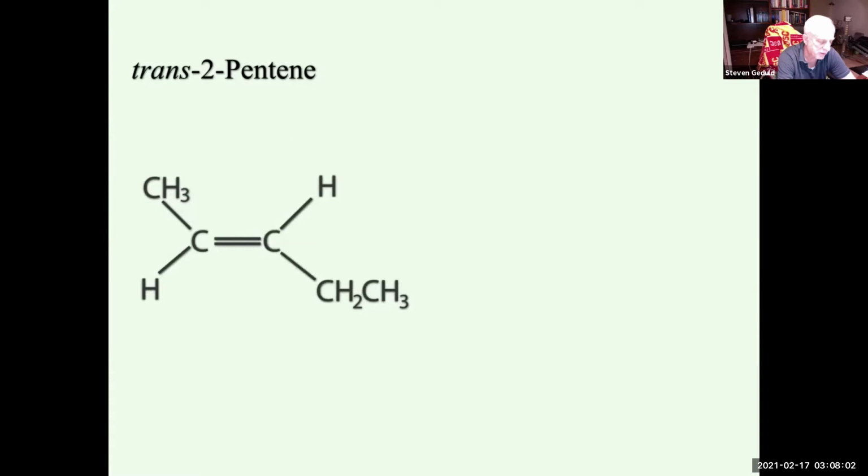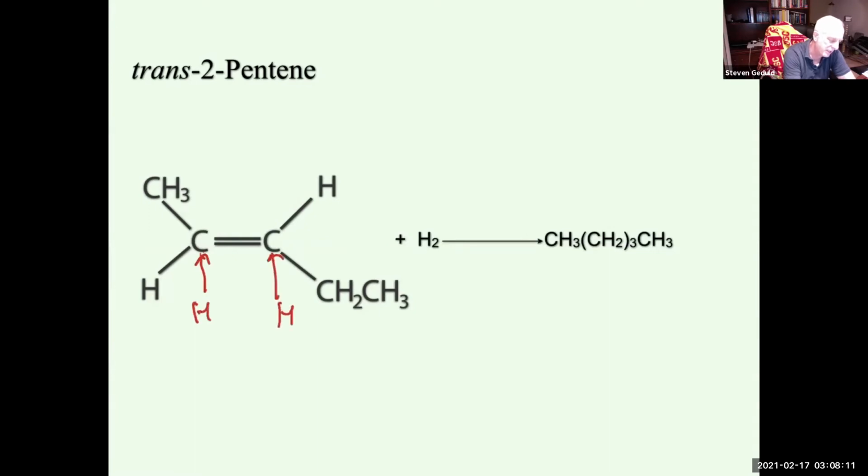There's your structure. You're going to add hydrogen to this carbon, a hydrogen to this carbon, and this bond opens up. Okay, and you end up with pentane again. Same reaction, doesn't matter if it's cis or trans. You're adding hydrogen across a double bond.